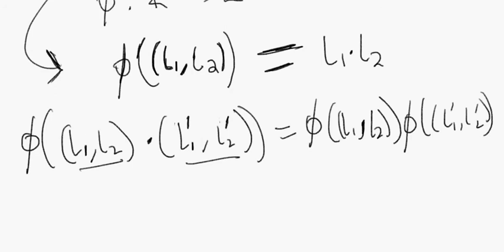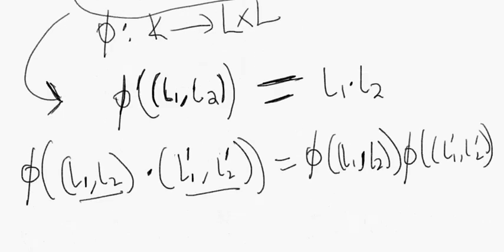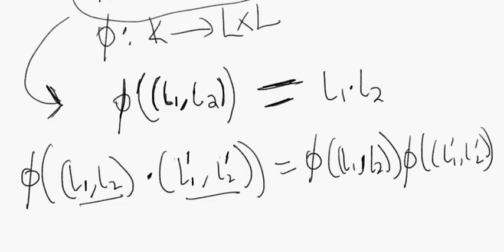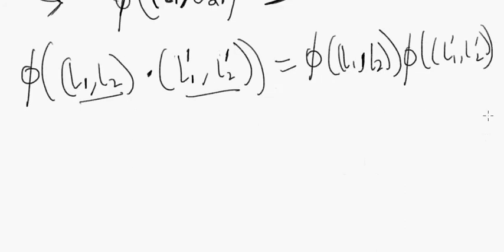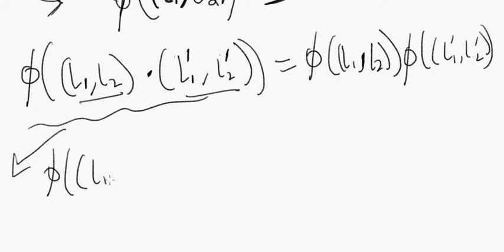So let's see if it's indeed a homomorphism. This is what we're describing here, the product of the things. So let's see, what's just the left hand side going to give us? Isn't that the same as phi of (L1 prime, L2 prime)?